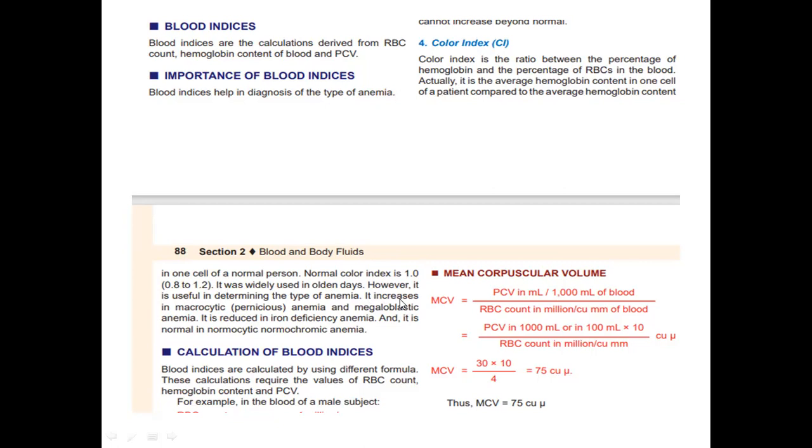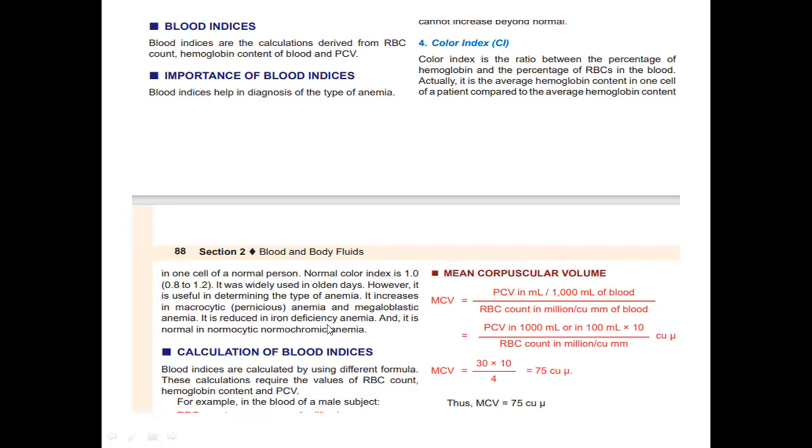Here, color index increases in macrocytic or pernicious anemia, and megaloblastic anemia. Both pernicious anemia and megaloblastic anemia are macrocytic, meaning there is a bigger size of the red blood cell, and that also increases the color index. While the color index is reduced in iron deficiency anemia, and it is normal in normocytic normochromic anemia.